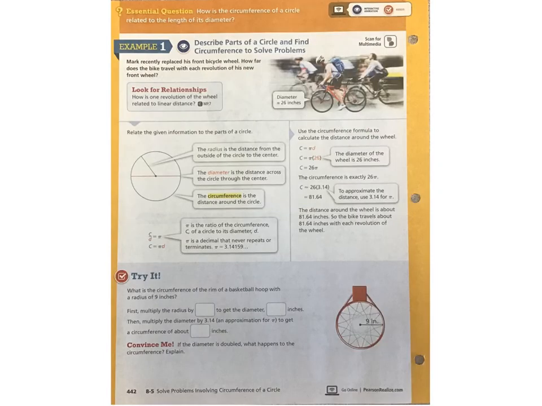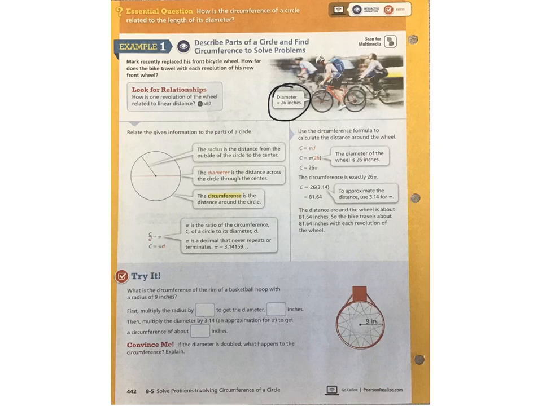How does the circumference of a circle relate to the length of its diameter? Example 1. Describe parts of a circle and find circumference to solve problems. Mark recently replaced his front bicycle wheel. How far does the bike travel with each revolution of his new front wheel?